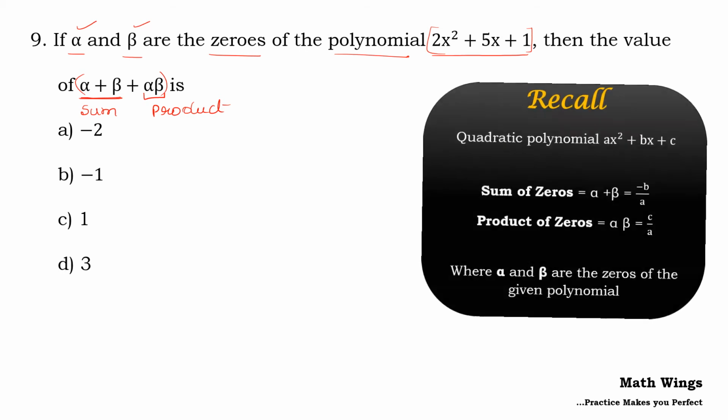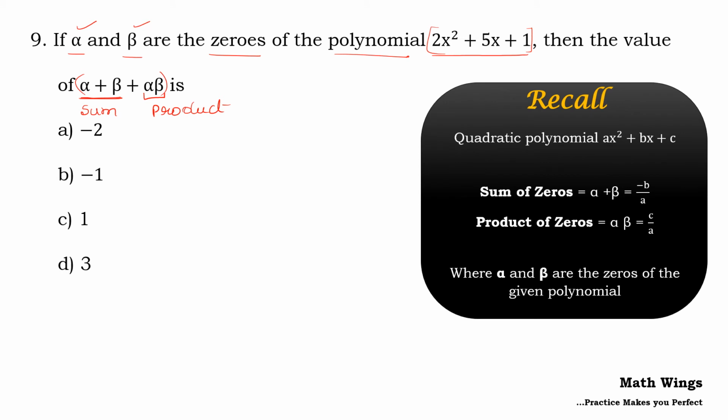So let us recall what the sum of zeros is. The sum of zeros is given by alpha plus beta, which is equal to minus b by a, and the product of zeros, alpha beta, is equal to c by a. So let us first list out the values of a, b and c from the given polynomial. What is the value of a here?